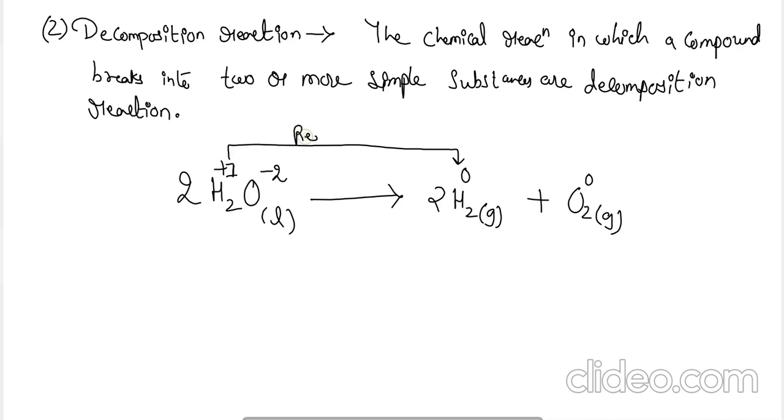So it means that in the case of hydrogen, reduction has occurred, and in the case of oxygen, from -2 it has increased to 0, so oxidation has occurred. This is the example for the decomposition reaction. Next is the displacement reaction.